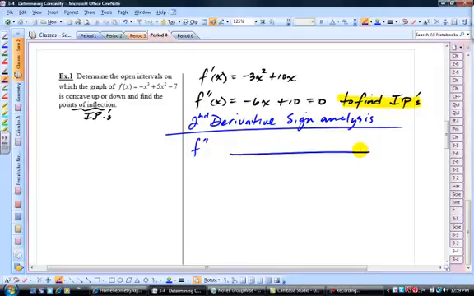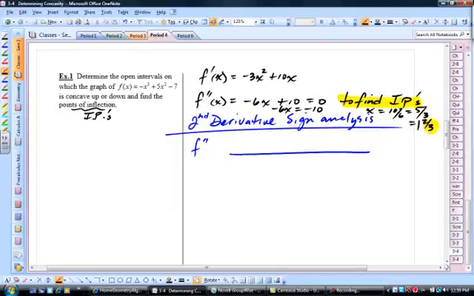Now, in order to figure out the possible inflection points, I've got to solve this equation, which I forgot to do at this point. So I need to subtract 10 here. I get negative 6x equals negative 10. Divide by negative 6, and I get x is equal to negative 10 over negative 6, or positive 5/3. And that's 1 2/3. Okay, so that's my possible inflection point.